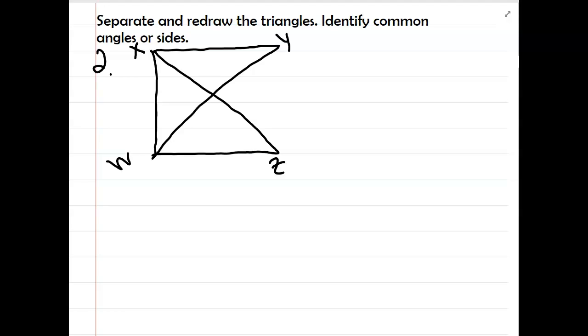Okay, now here's the thing. There's a lot of triangles here. You can name a ton of triangles here. So they're also going to tell you, here are the triangles that I want you to redraw. So we want to redraw triangle W, X, Z, and triangle X, W, Y.